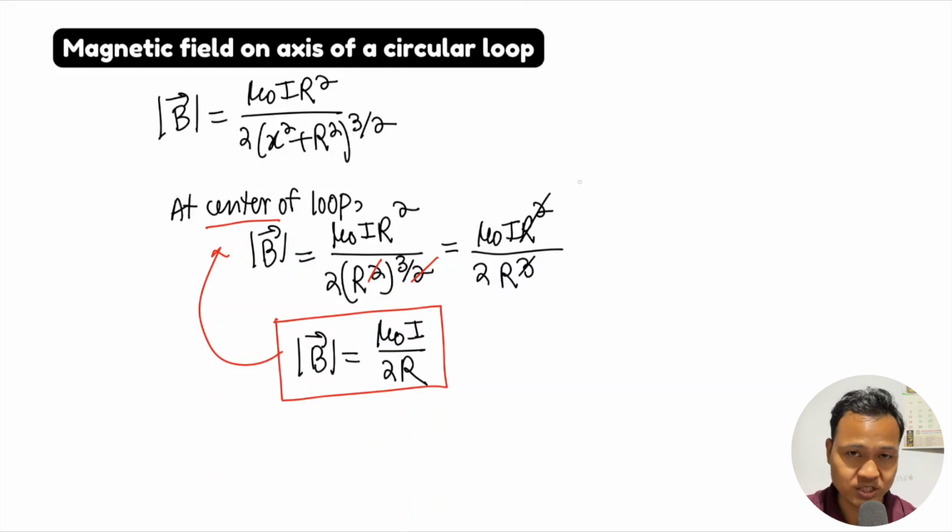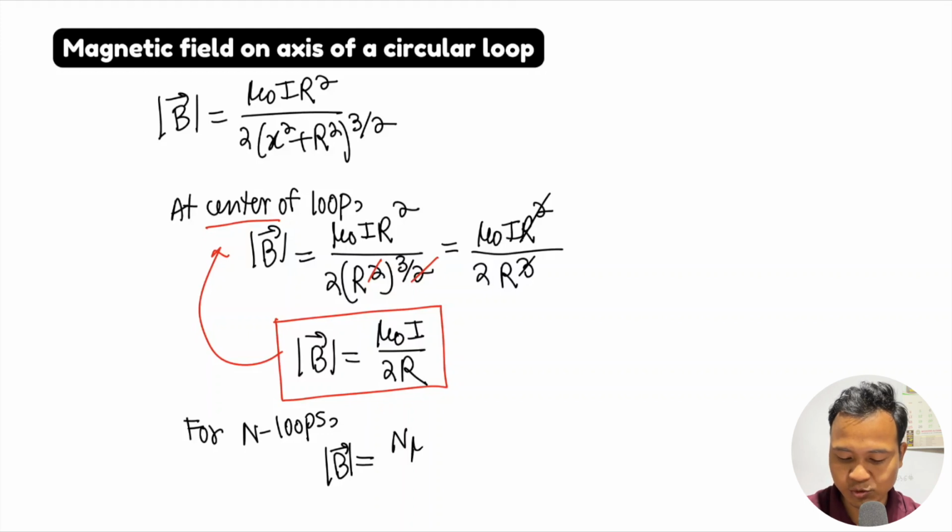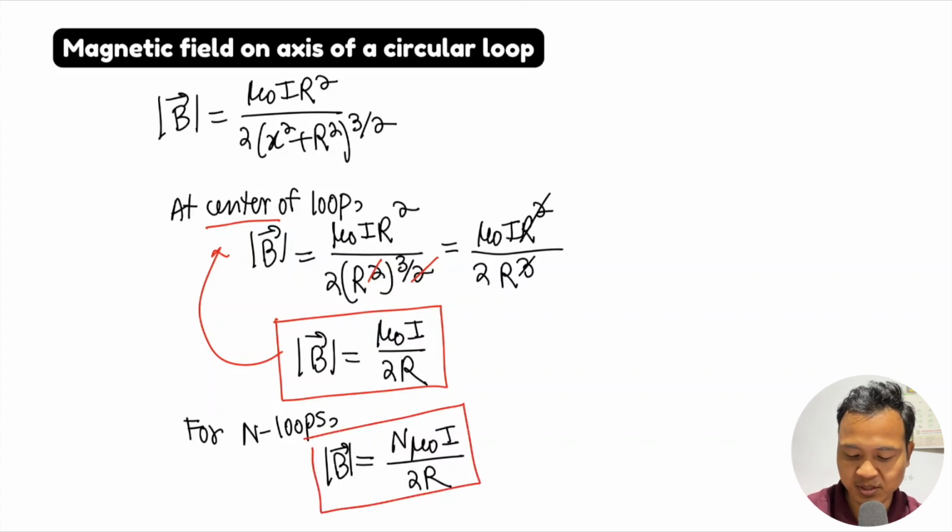Now for n number of loops, let's say in general, let's generalize. So for n loops, this formula will be B equals n into mu naught into I divided by 2 into r. N times the magnetic field. Okay, so remember this one.